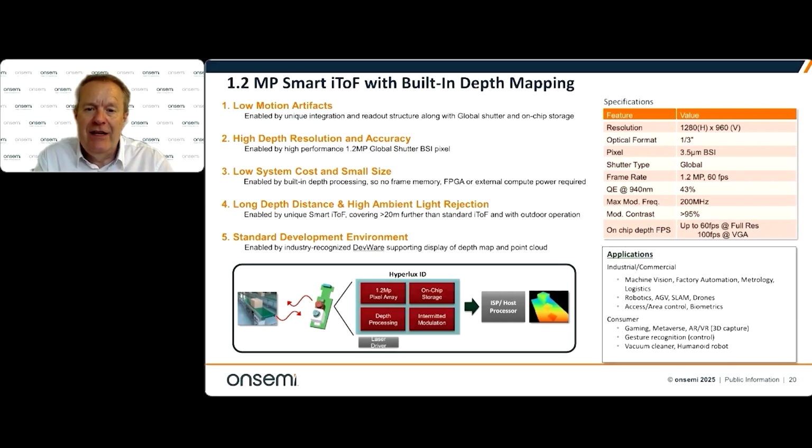iToF Hyperlux ID also works in a standard DevWare environment. So you can do exact pixel evaluation, and you can get the depth map, point cloud, and confidence, all available through that DevWare interface. So applications, we talked about machine vision, factory automation, metrology as well. We haven't talked about metrology and that need for measurement in a machine vision application. Metrology is very important. Logistics is important.